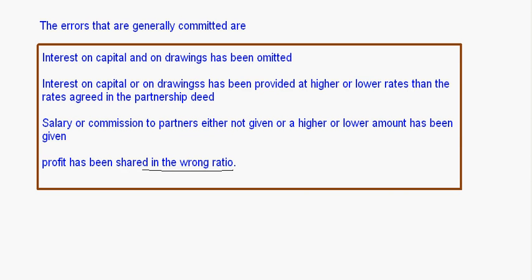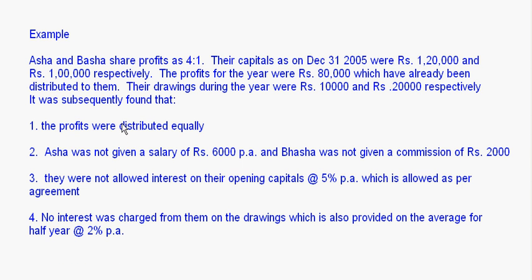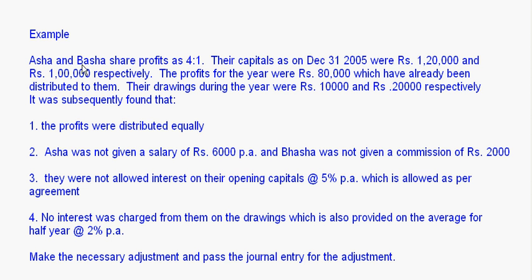So let's look at how these past adjustments are carried out. Let's look at an example. I'll just read out the question. Here is the question: Asha and Basha share profits in the ratio of 4:1. Their capitals as on 31st December 2005 were 1,20,000 and 1 lakh respectively. The profits for the year were rupees 80,000, which have already been distributed to them. Their drawings during the year were rupees 10,000 and 20,000 respectively. It was subsequently found that, now starting from this point, these are the errors that have been committed.